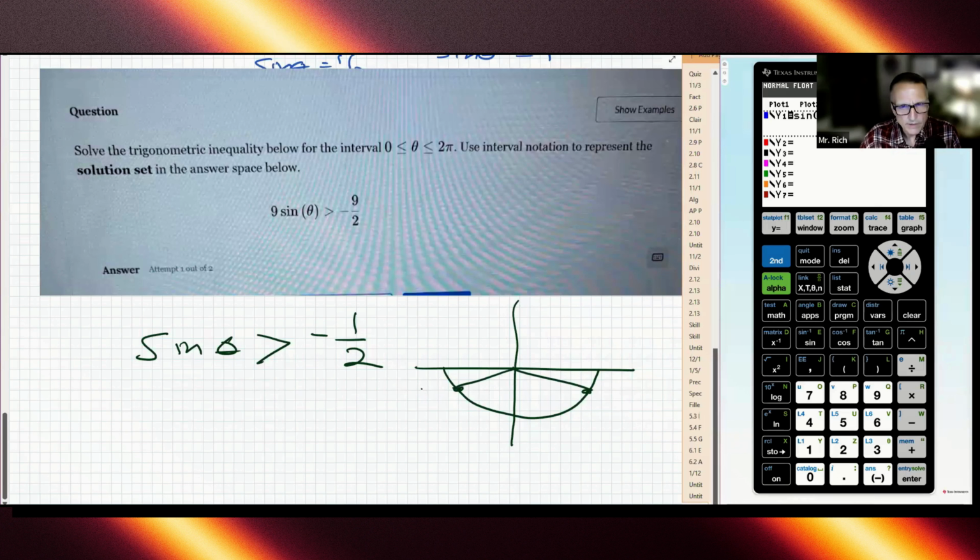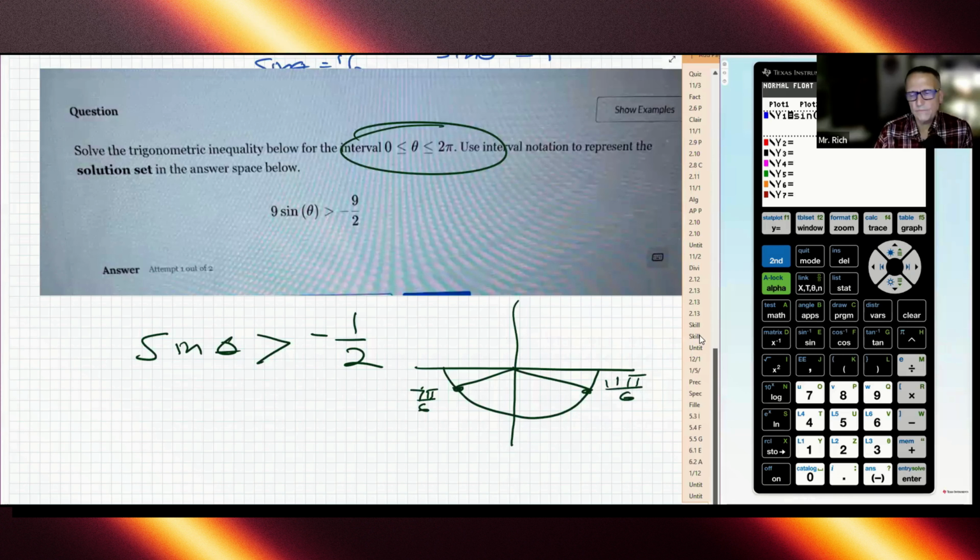These angles are in radians, right? So the angles we're going to answer have to be in radians. This is 7 pi over 6. At that rotation, I have a negative 1/2 for the y coordinate. This is 11 pi over 6. So there are two intervals here, Avery, where the sine is greater than minus 1/2.